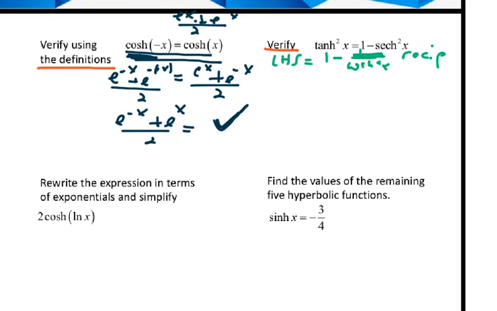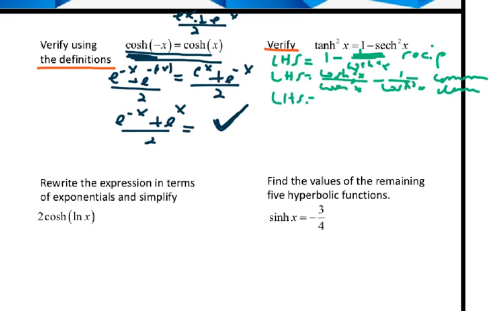So now I'm going to find a common denominator and add those together. I'm going to take that 1 and turn it into cosh squared over cosh squared minus 1 over cosh squared. And that would be the common denominator. Okay, so now let's combine those together. Let's go ahead and subtract those. So I would have LHS equals cosh squared minus 1 over cosh squared, and that would be just subtraction.